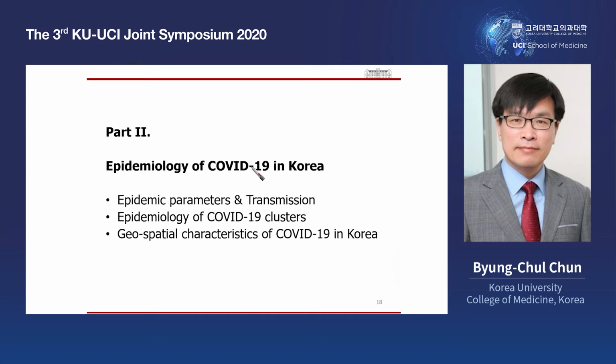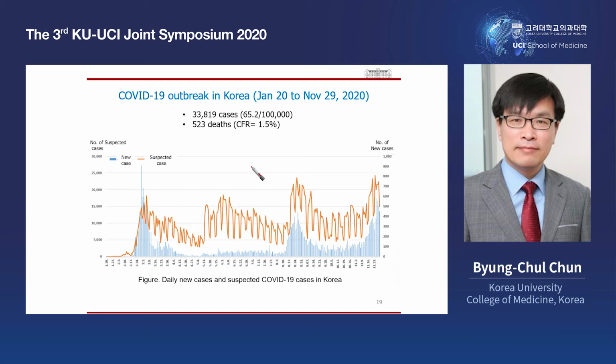Now, part 2, I will talk about the epidemiology of COVID-19 in Korea. This graph shows us the outbreak in Korea. There are total over 33,000 cases and over 500 deaths. The orange line represents the number of suspected cases, and the blue bar represents the confirmed cases.